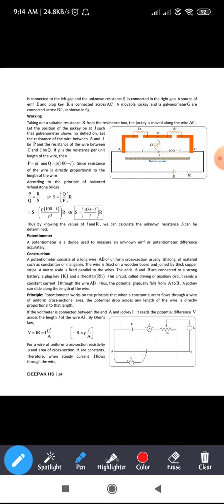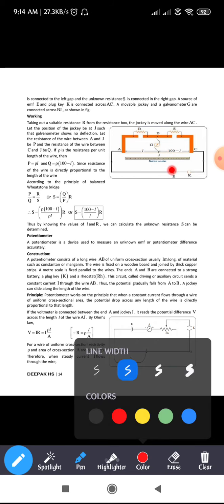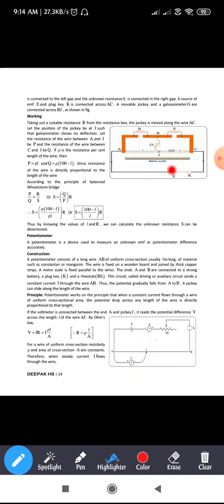So between this A and J, we are going to consider the resistance as P. The resistance between A and J is considered to be P. Next, from J to C, the resistance is considered to be Q. So from C to J the resistance is considered to be Q.